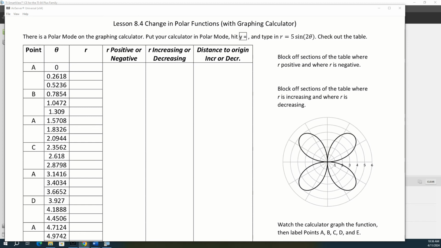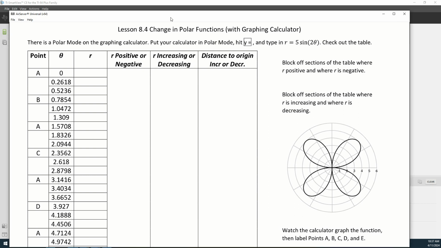All right, so you guys probably don't realize this, but there is a polar mode in your calculator. I think the only time you've ever changed the mode in your calculator is in geometry when you're going back and forth between radians and degrees. But there are a lot of modes that you can change in your calculator.